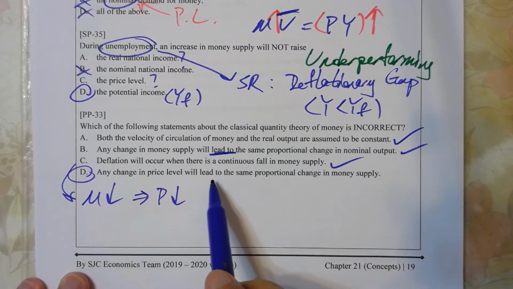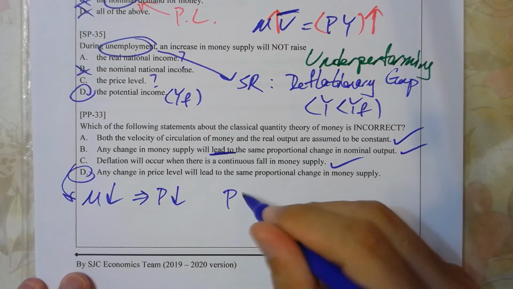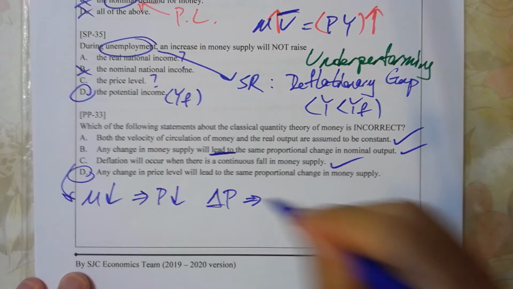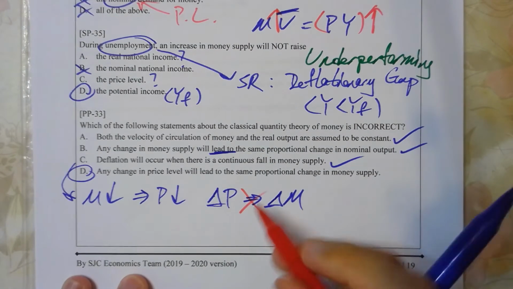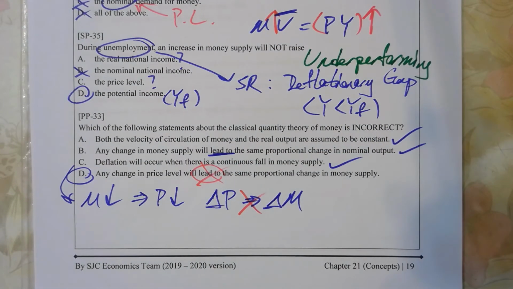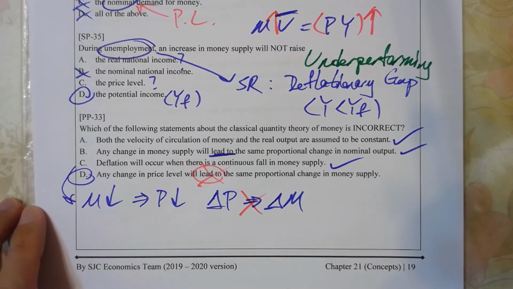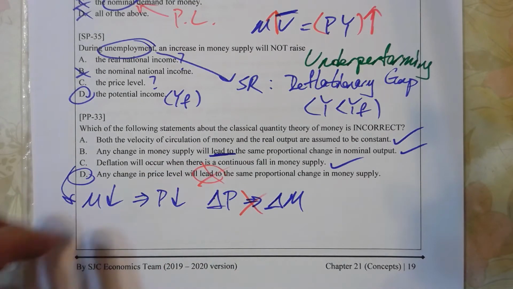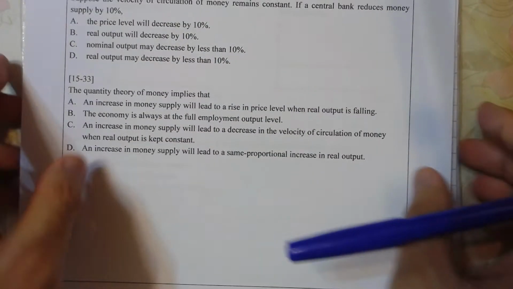Any change in price level will lead to the same proportional change in money supply. It says change in price level leads to change in money supply. This is wrong because the arrow is going the other way round. Okay? Lead to is wrong. It is always money supply leading to change in nominal output, not the other way round. Okay? Not too difficult. Here, next one, next page.